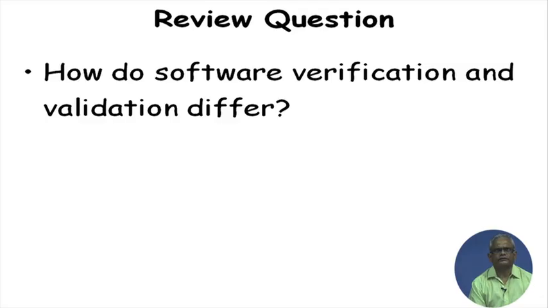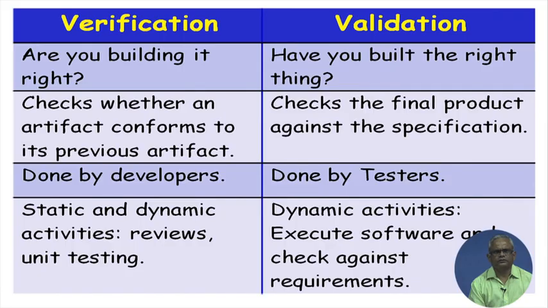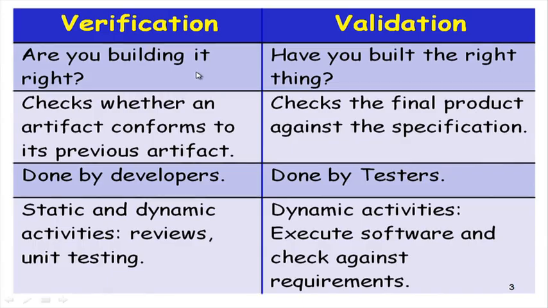Before we get started, we will ask one question based on what we discussed in the last session. In what ways do verification and validation of software differ? What are the main differences between them? To answer this, verification concerns whether we are building the software right, that is, checking whether it conforms to its previous artifact. On the other hand, validation is concerned with checking whether we have built the right thing, the right software, and here you check the finally produced software against the specification of the software.